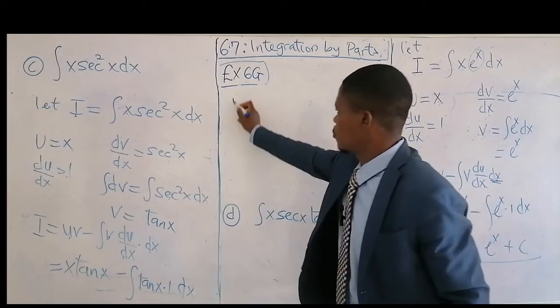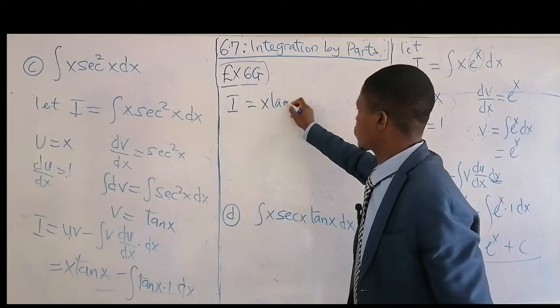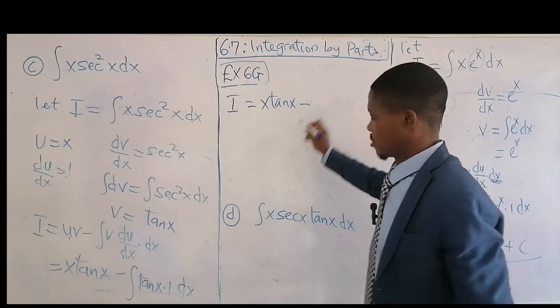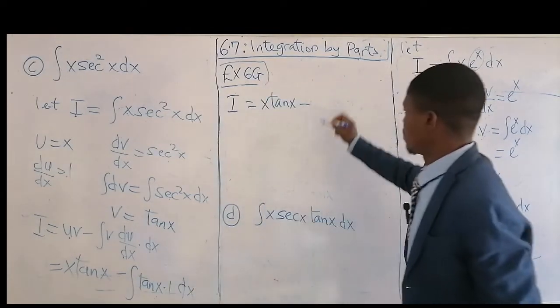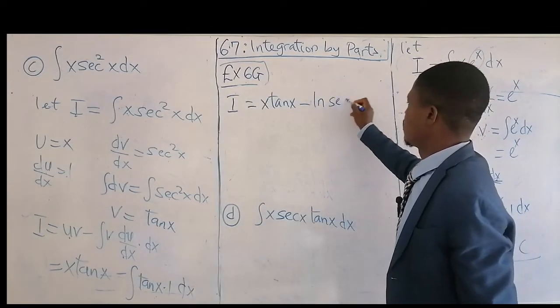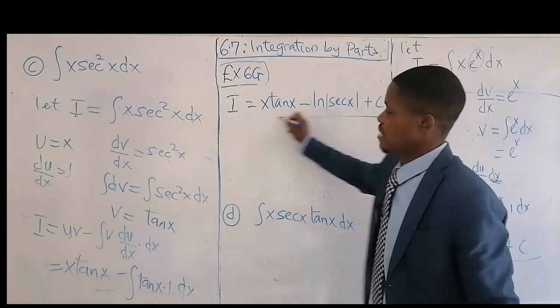So the final conclusion will be equal to x tan x, then minus, you can check your table, the integral of tan x is ln sec x, then plus c. That ends the question.